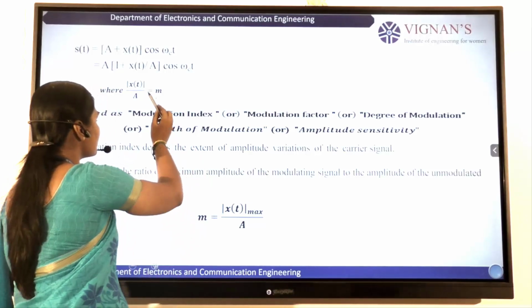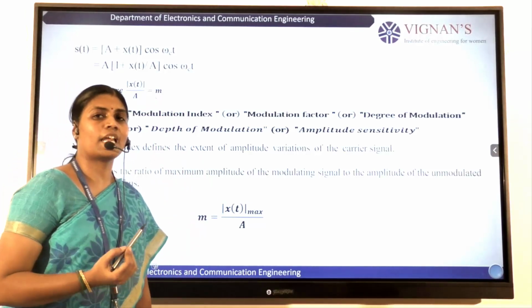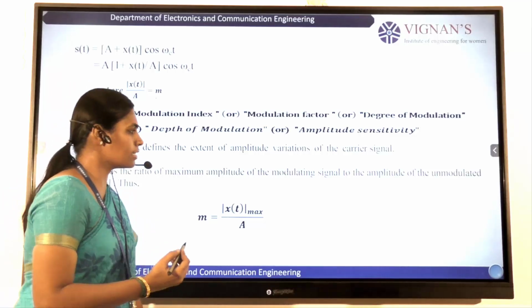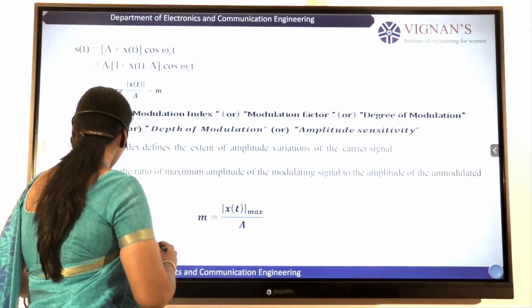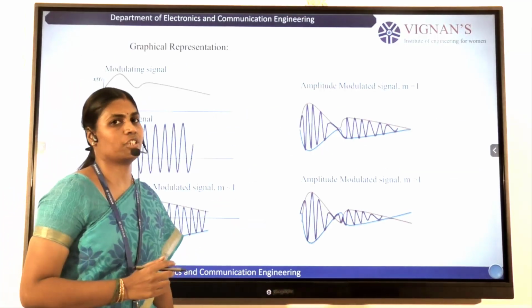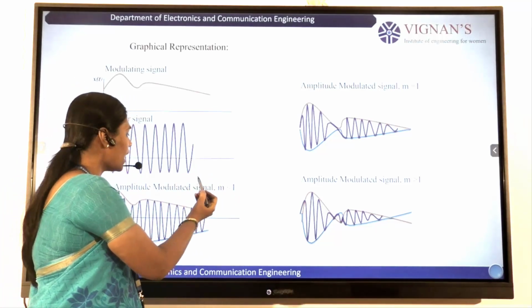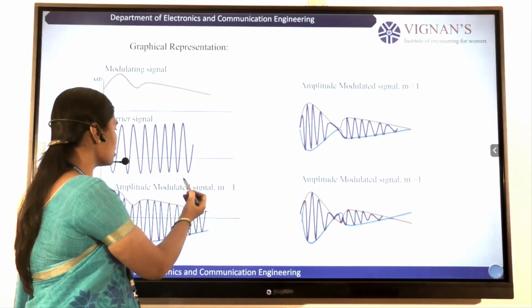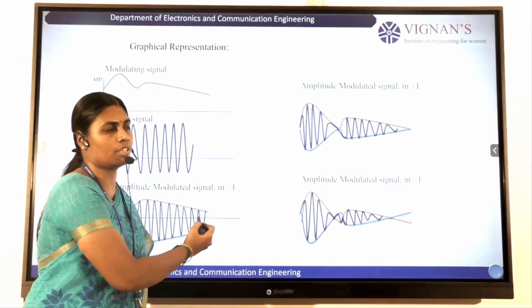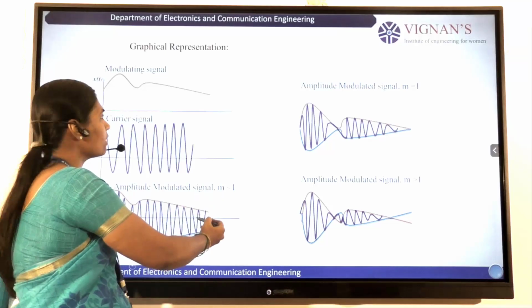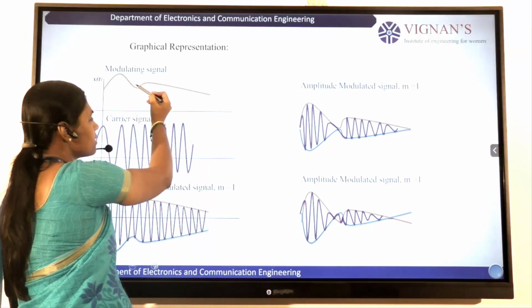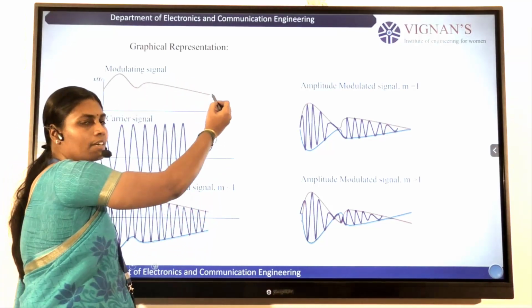Based on this m, amplitude modulation can be defined into three types: over modulation, under modulation and critical modulation. Whenever the m value is less than 1, then the amplitude modulation is called under modulation. If we consider this graph, here x(t) is our modulating signal, an arbitrary signal.